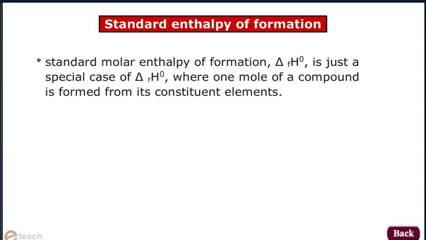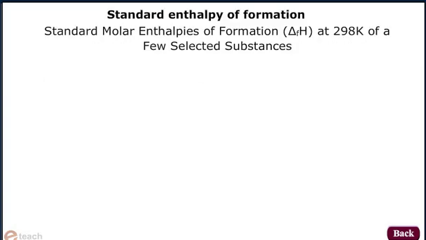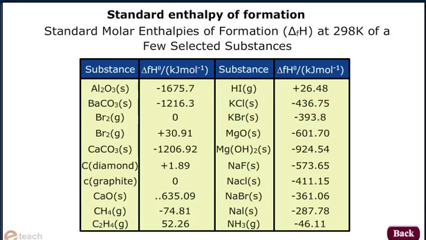Delta H naught f is just a special case of delta H naught R, where 1 mole of a compound is formed from its constituent elements. By convention, the standard enthalpy of formation, delta H naught f, of an element in its reference state, that is, its most stable state of aggregation, is taken as 0. A table for standard molar enthalpies of formation, delta H naught f, at 298 Kelvin of a few selected substances is shown.